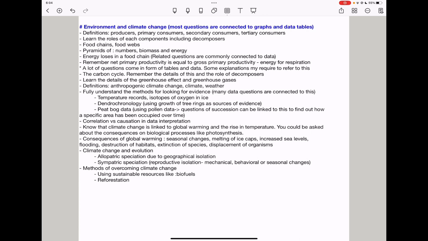Linked questions could ask you how to overcome the problems brought about by climate change. So remember to talk about using sustainable resources like biofuels, as well as carrying out reforestation to plant more trees in order to preserve specific habitats.